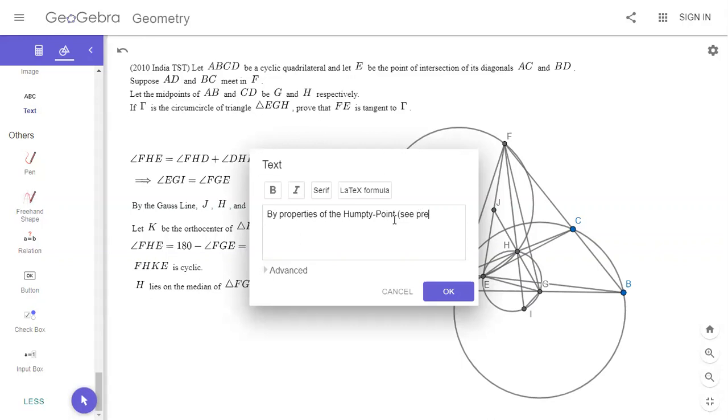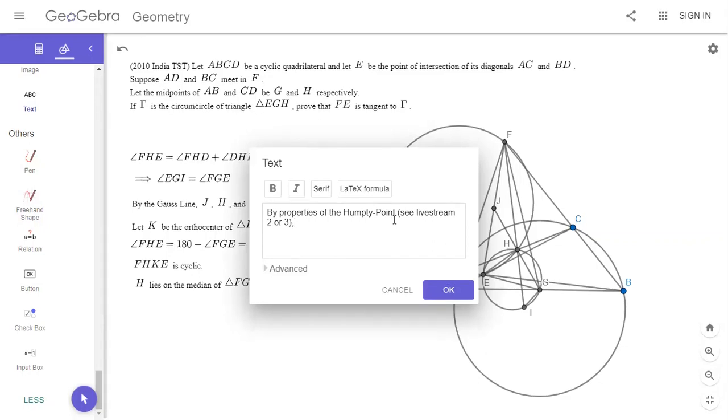I think it was live stream 2. I'm not 100% sure. 2 or 3. FE is tangent to gamma. All right, I'll just leave it at that for now.